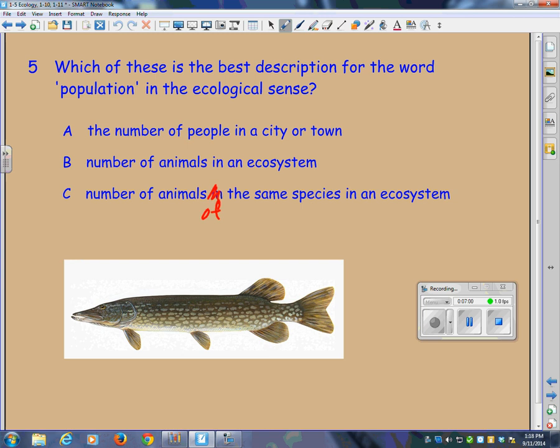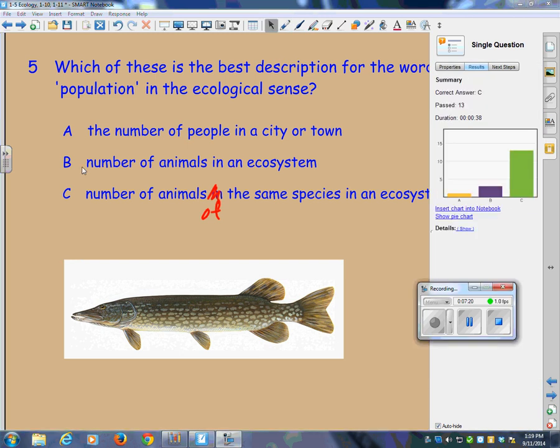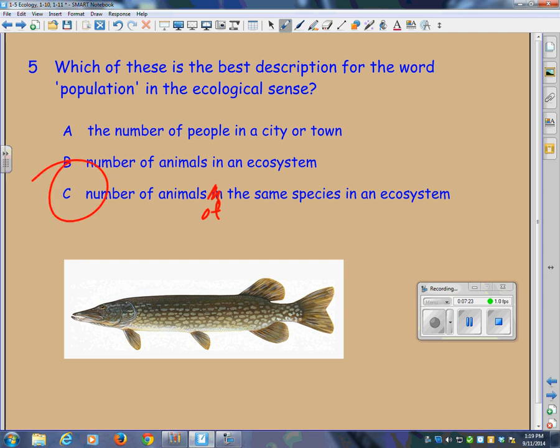Number of people in a city or town, number of animals in an ecosystem, or number of animals of the same species. So like the number of northern pikes, or the number of ants, or the number of deer, or that type of thing. Well done. You guys remember all this stuff. Number of animals of the same species. Okay? So the number of deer, number of bees, or what have you, the same species.